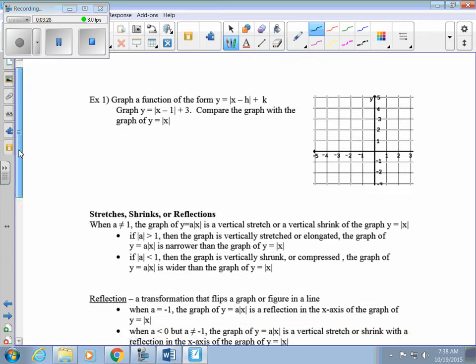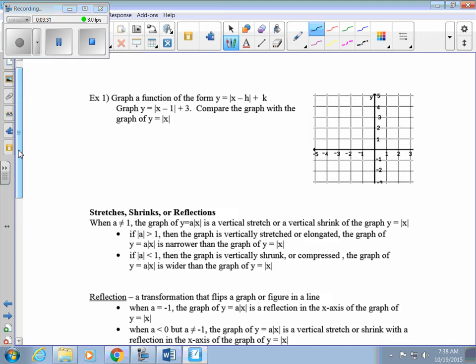So let's go to example 1. Graph this function and then compare it with the parent function. So the first thing I'm going to do, I'm just going to throw my parent function on here quick. That way we can compare it with it. So if we want to graph y equals absolute value of x minus 1 plus 3, the first thing that I would do is I would always find the vertex. And we said the vertex is (h, k). So here's h, that's 1, and here's k, that's going to be 3. So the vertex is going to be (1, 3).